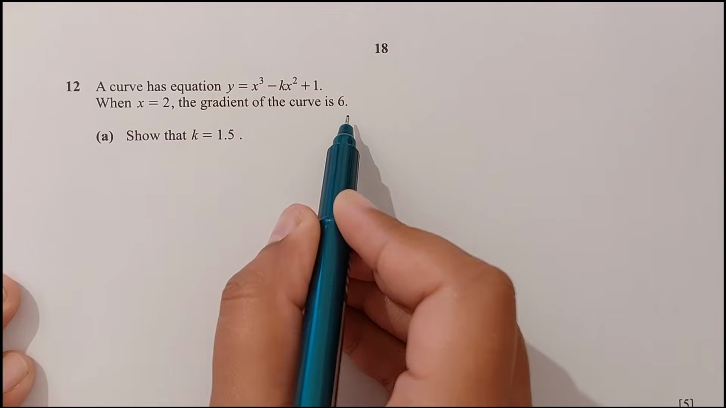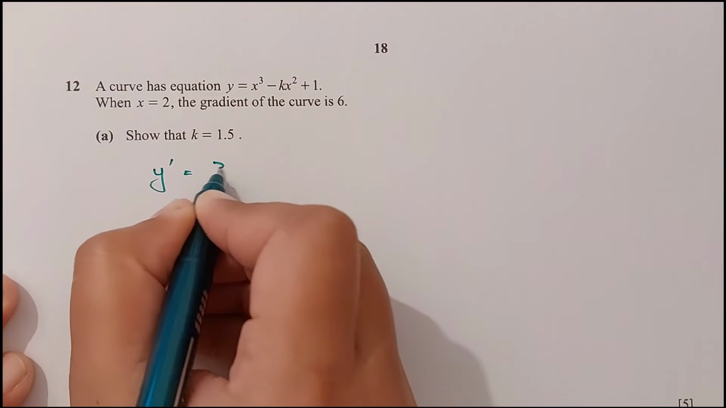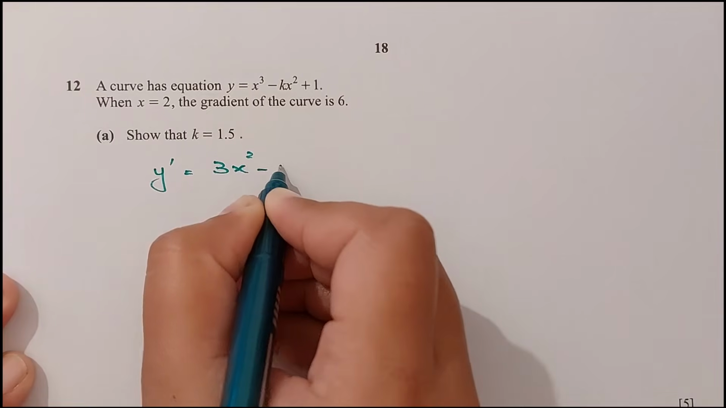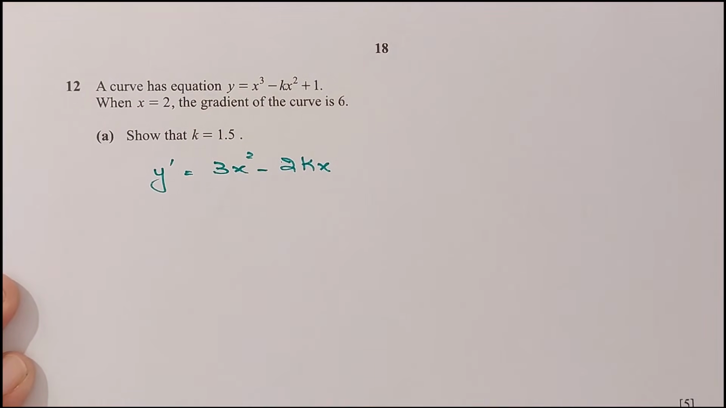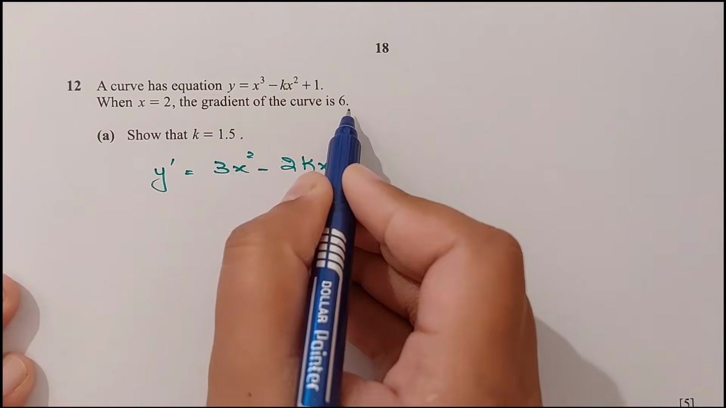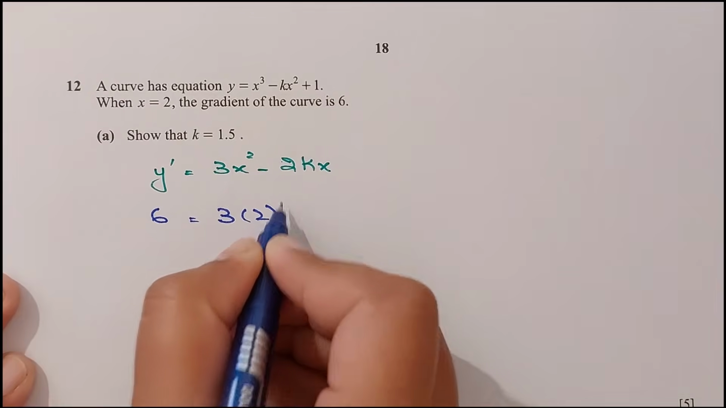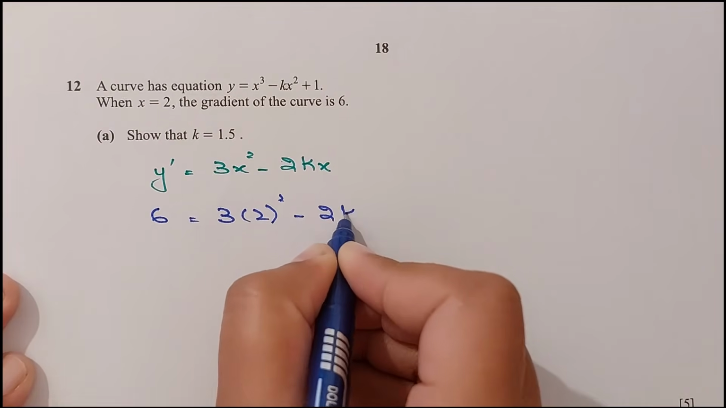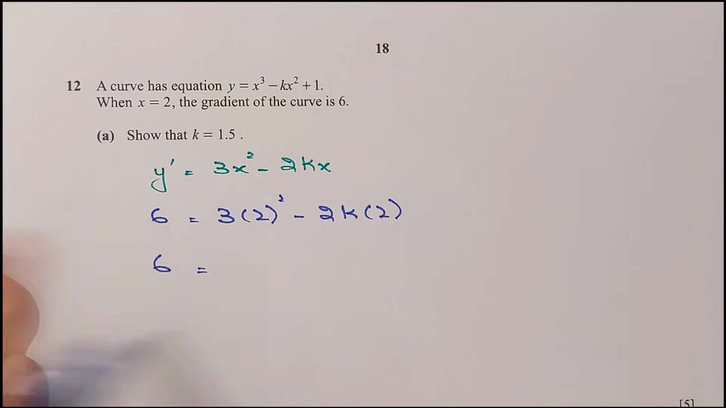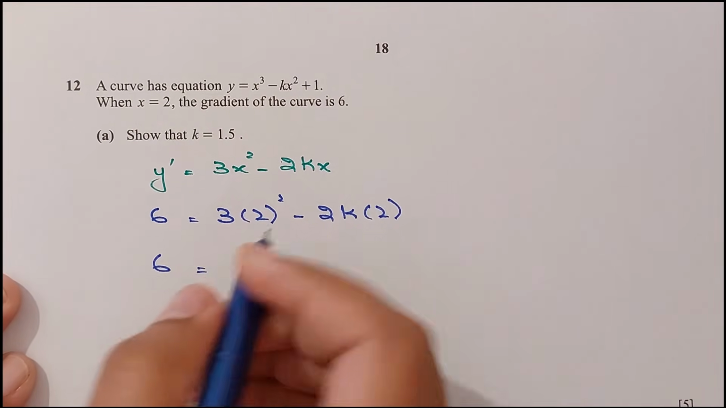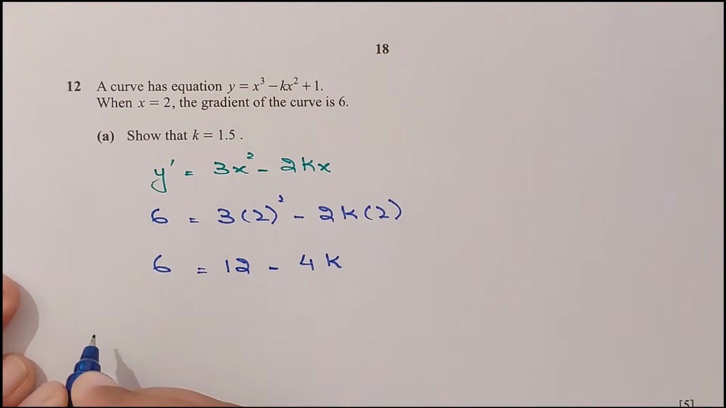So using this information, we have to find the gradient of the curve, that is y prime. This is 3x squared minus 2kx. This is the gradient, and putting in the condition, when x is 2, the gradient is 6. So 6 equals 3 times 2 squared minus 2k times 2. So 6 equals 3 times 4, which is 12, minus 4k, right?